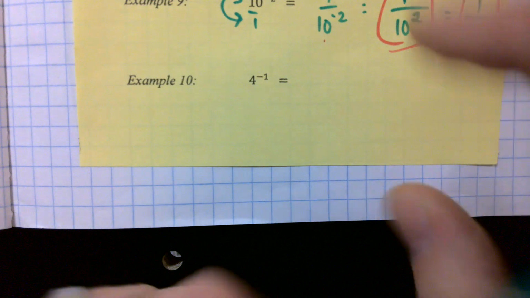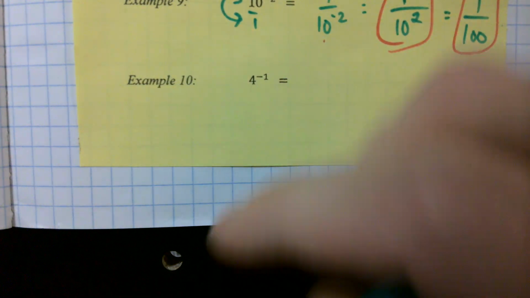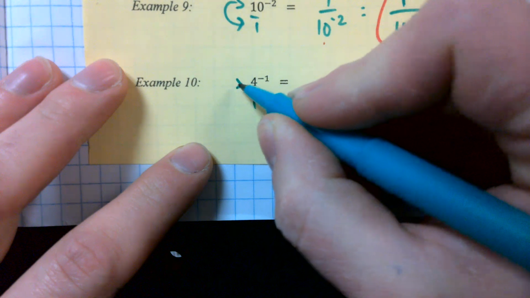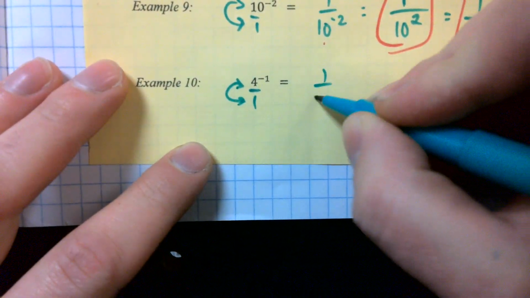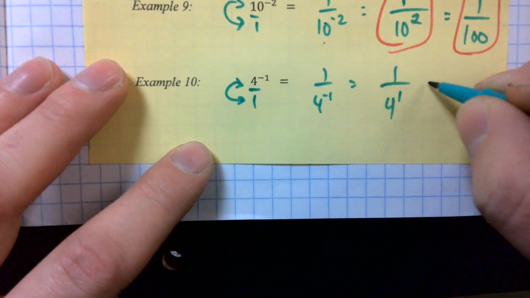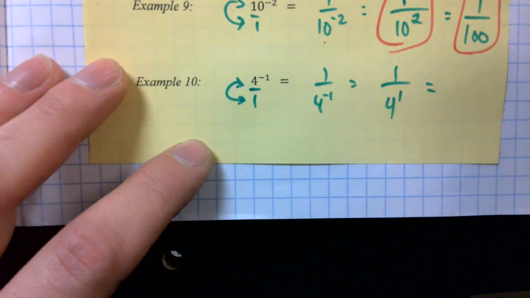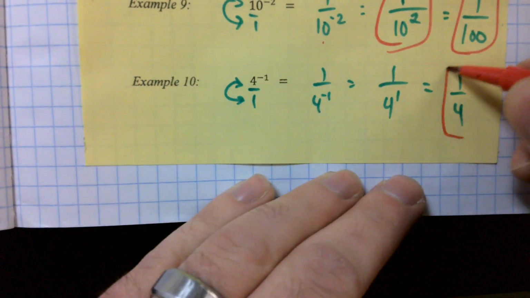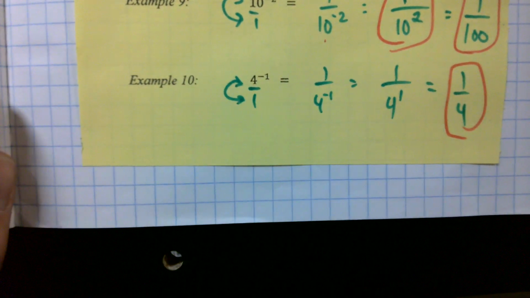4 to the power of negative 1. What do I want to do first? Put it over 1. Then I'm going to flip it. Once I flip it, I'm going to make my exponent positive. And what's 4 to the power of 1? Just 4. So my final answer here on example 10 should be 1 over 4.